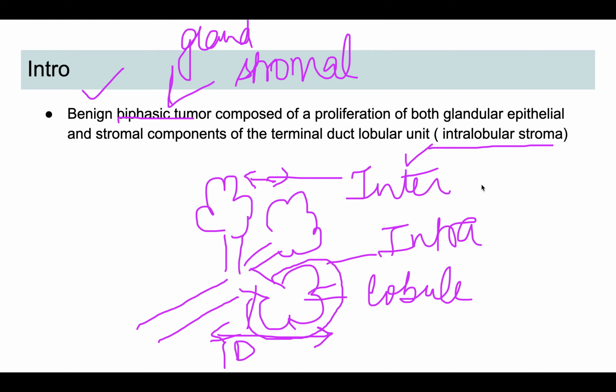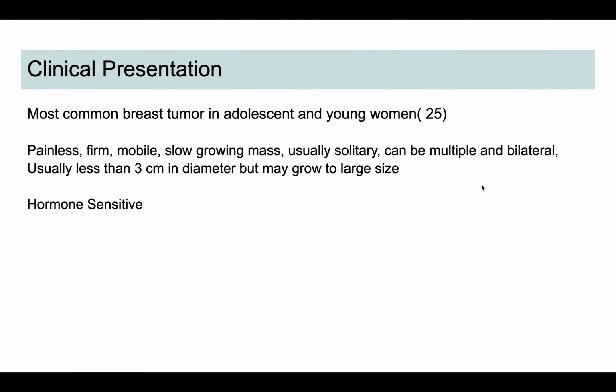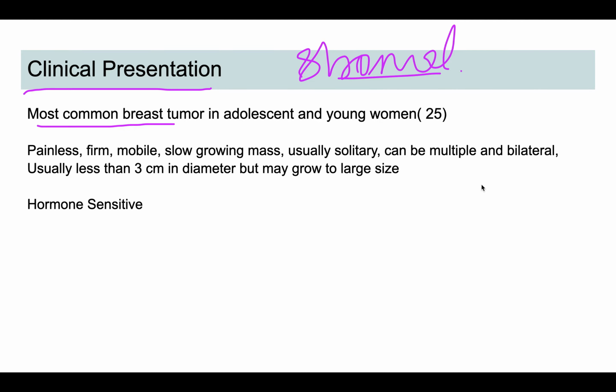When you talk about the stromal tumors of the breast, we have two stromal tumors of intralobular stroma. These are fibroadenoma and phyllodes. Here we are discussing fibroadenoma. Now, how does the patient present? This is the most common breast tumor of adolescent and young women. In totality also, it is the most common breast tumor. It is a type of stromal tumor. It occurs mostly in adolescent and young women, especially around the age of 20 to 25.